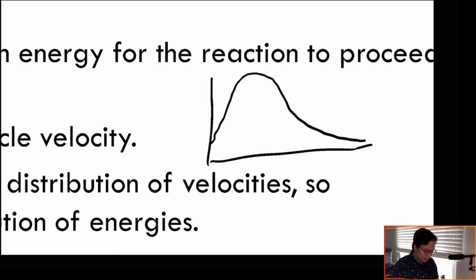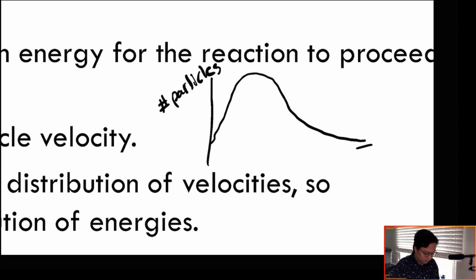And so this was velocity. We'll run over there. And this was proportion, so this is like number of particles. And this is velocity. So we have a distribution: we have some particles who are going really slow, and we have some particles who are going really fast.